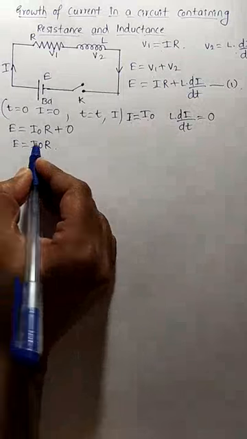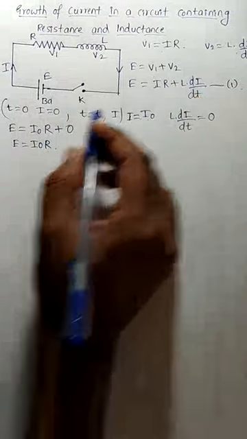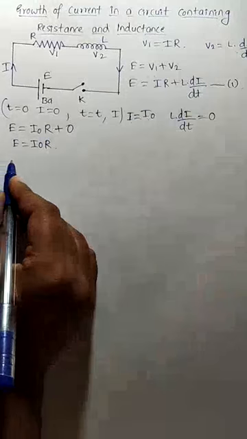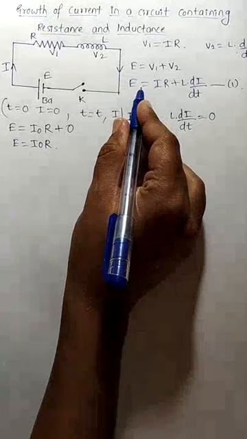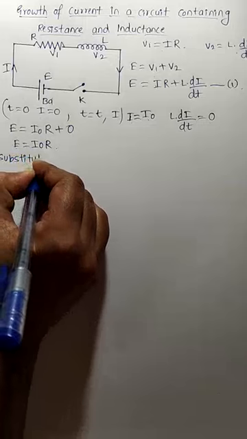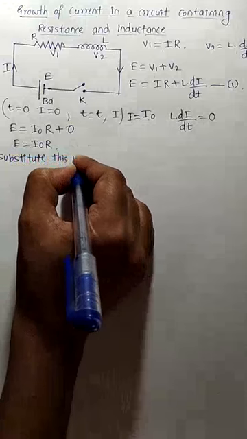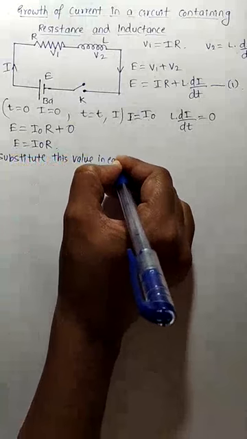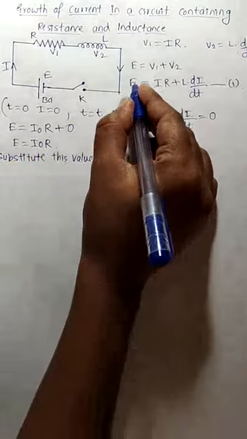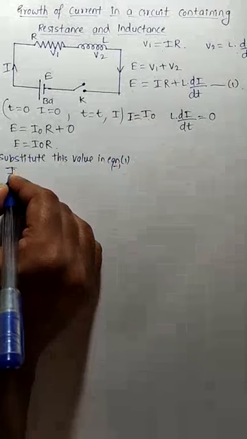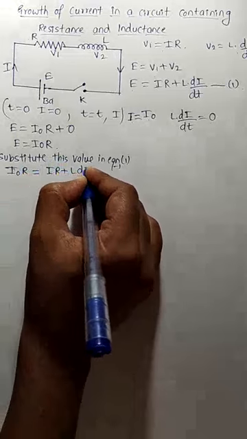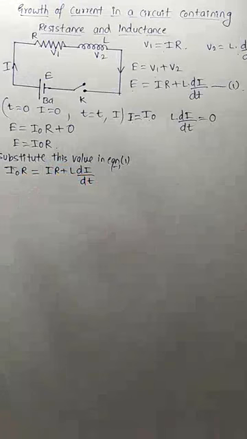Now substitute this equation again in equation 1. What value? E is equal to I naught into R. This value you substitute in the first equation. So what is the E value? I naught into R. So in equation number 1 we are substituting, then what will we get? We will get E value as I naught into R. So we are getting I naught into R is equal to I into R plus L into di by dt. We got the equation, isn't it?